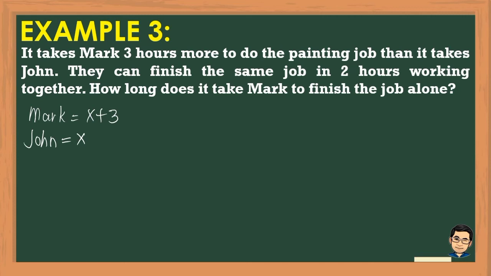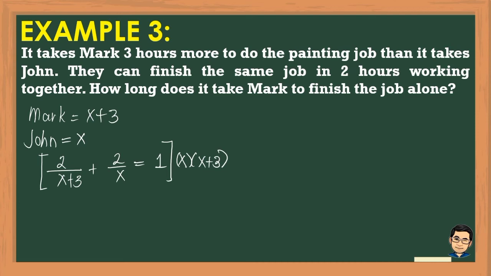And then they can finish the same job in 2 hours working together. So paano natin i-represent yon? Okay. So magiging ganito po siya niyan. 2 over x plus 3 plus 2 over x is equal to 1. Okay. And then, kukunin natin yung LCD. So, LCD po is x plus 3 tsaka x na i-multiply natin sa whole equation. Okay. So, dito muna tayo sa 2 over x plus 3. So, makakancel yung x plus 3.